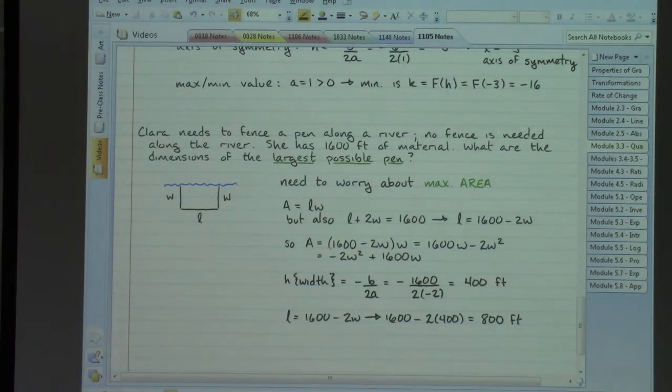so that largest possible enclosure, that largest possible pen, spell it right, huh? Is 400 feet by 800 feet.